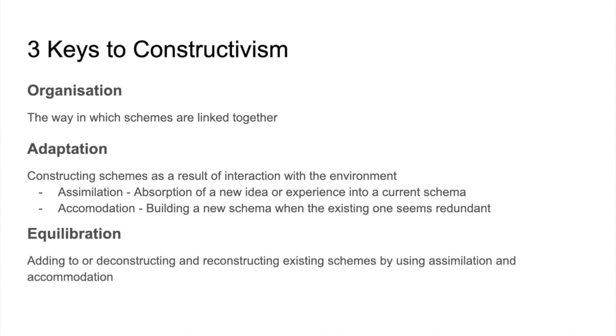3 keys to constructivism are organisation, the way in which schemes are linked together; adaptation, where schemes are constructed as a result of interacting with the environment, including assimilation, which is absorption of a new idea or experience into a current schema; and accommodation, building a new scheme when the existing one seems redundant. This all leads to equilibration, which is adding to or deconstructing and reconstructing existing schemes in order to fit a new schema.